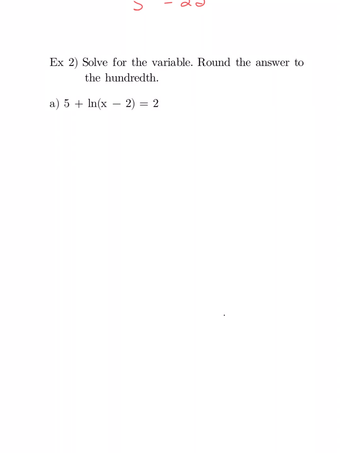The first problem we're going to look at is 5 plus the natural log of the quantity x minus 2 equals 2. The first thing that we're going to do is subtract 5 to get the natural log by itself. This now gives us the natural log of the quantity x minus 2 equals negative 3.